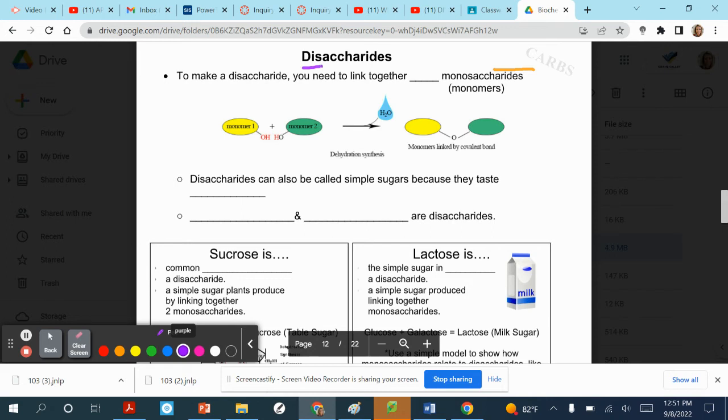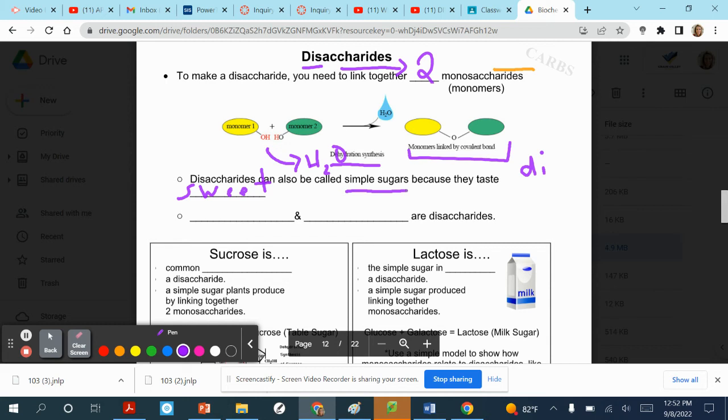Remember, di means two. So when we link two monosaccharides together, we'll have a disaccharide. And we already talked about how monosaccharides or monomers can be linked together is by a process called dehydration synthesis. So we will remove water. So out comes the water. And now we have them together. And now we call this a disaccharide. Now, if you put a disaccharide on your tongue, it is also going to taste sweet. So again, we can call disaccharides, just like monosaccharides, simple sugars. Anything that tastes sweet is characterized or classified as a simple sugar.